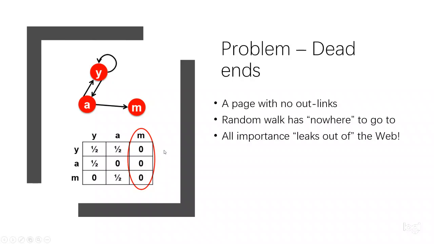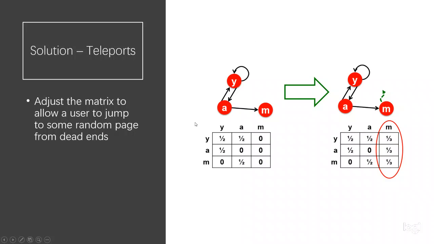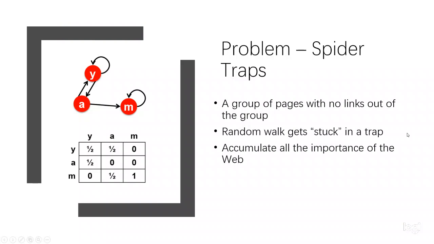Here is a flow equation representation of the dead end. We can see node M is the dead end. It has no outlink, therefore its column is all 0, 0, 0. And all the importance will be sucked into node M. The solution is we allow the users to jump to random pages if they are at node M. Therefore, we assume that if a user is at node M, it has a 1/3 chance of jumping to node Y, a 1/3 chance of jumping to node A, and a 1/3 chance of remaining at node M.